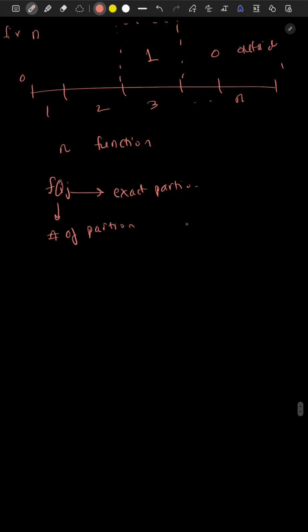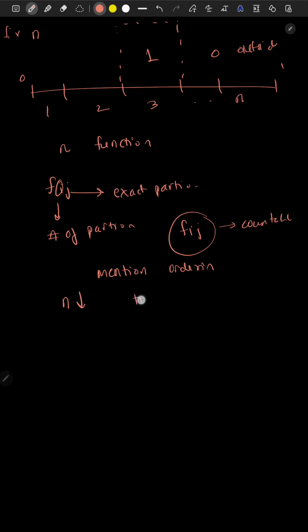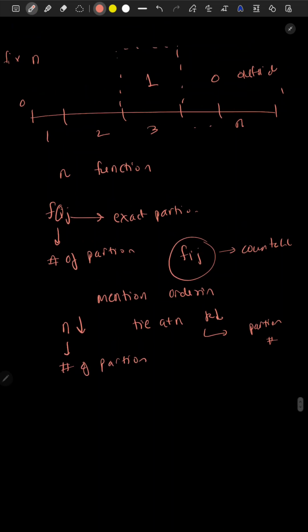So this gives me a sequence of functions, actually a double sequence of functions F_ij. Since both of them are individually countable, the entire thing is countable, so it could also be treated as a sequence. If we treat it as a sequence, you have to mention the ordering. The ordering will be like this: we first go towards increasing n, and for a tie at n, then increasing k, where k is the partition number. So I think this is intuitively clear.